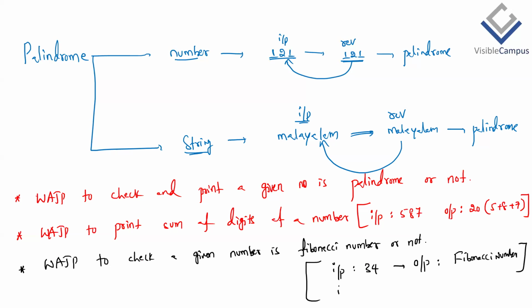For example, if input is 25, what's the output? Not a Fibonacci number. It's not a Fibonacci number. Yeah. So these are the three practice questions based on today's discussion.